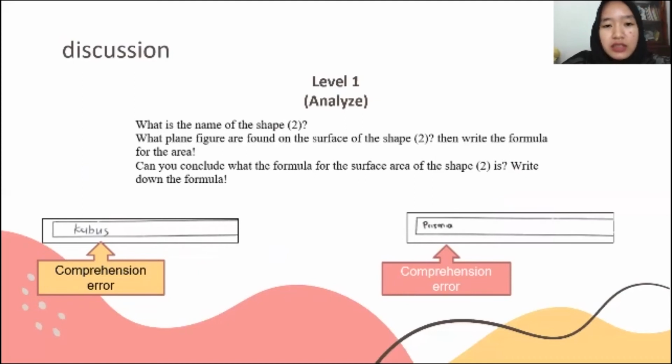The next figure, we can see that there are two students who failed answering the question. So, the students were not successful in passing level 1. Therefore, the students cannot continue to the next level. The error type is comparison error.